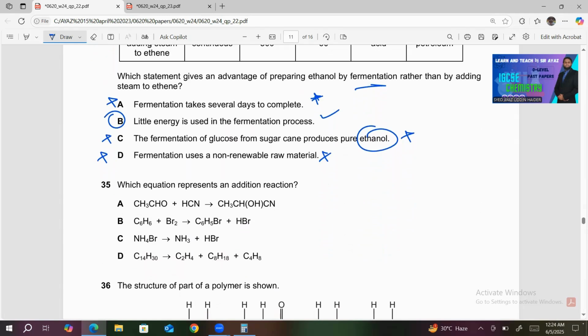35. Which equation represents an addition reaction? Remember, in addition reaction, we will get only one product when two reactants are joined. So we have only one reaction that seems to be addition. In this case, A must be the right answer. All the other choices are incorrect. They are not examples of addition reactions.